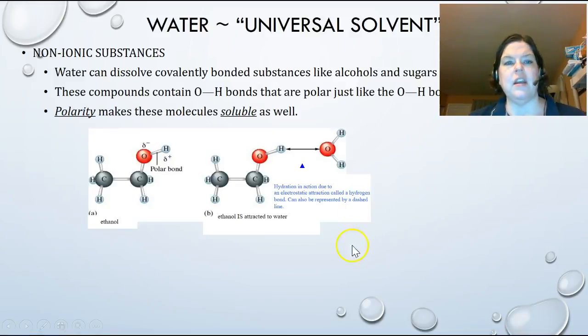So we see here this OH bond in ethanol. This OH bond in ethanol has a polar end. So you see the negative end where the oxygen is and the positive end where the H is. So what ends up happening is the partially negative O attracts to the partially positive H in the ethanol, and hydration is continued because there's an electrostatic attraction between those two polar covalent OH bonds, okay?